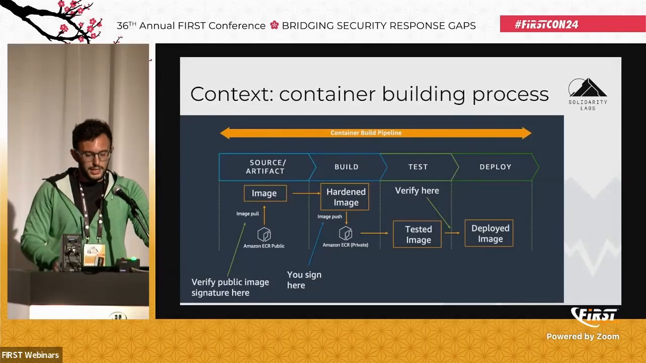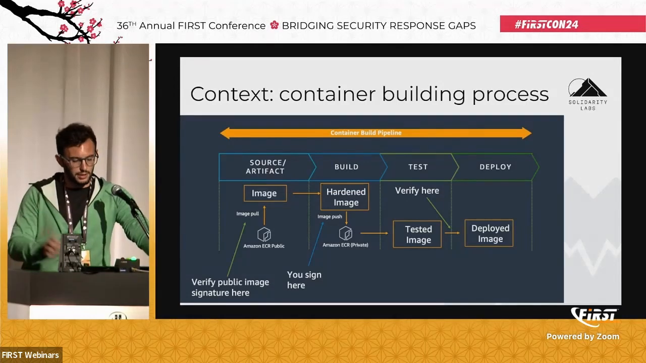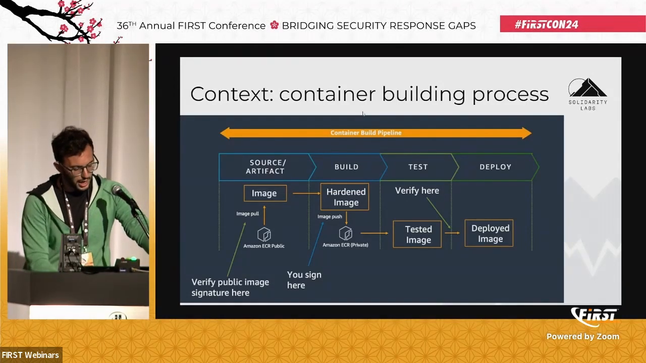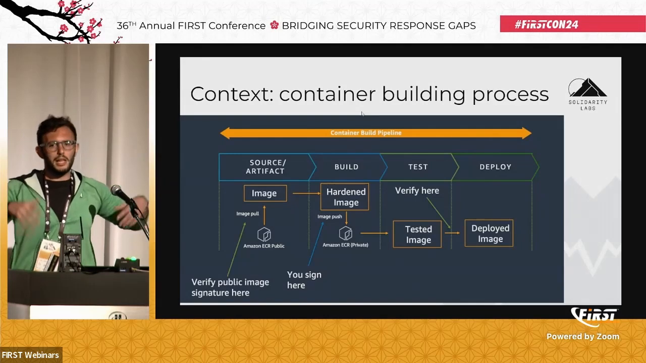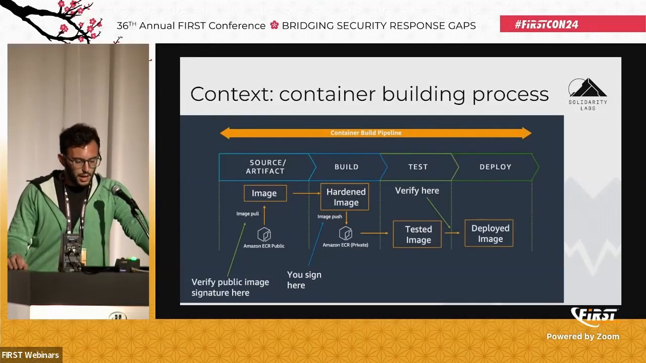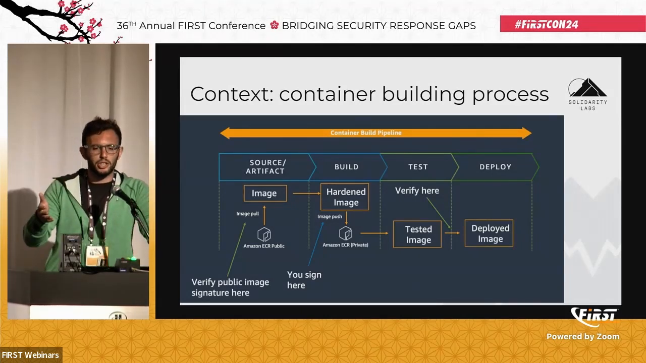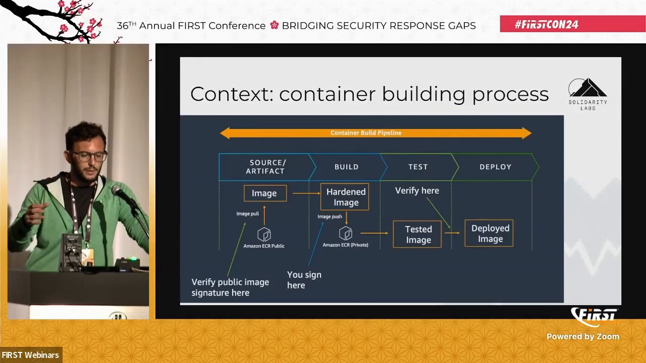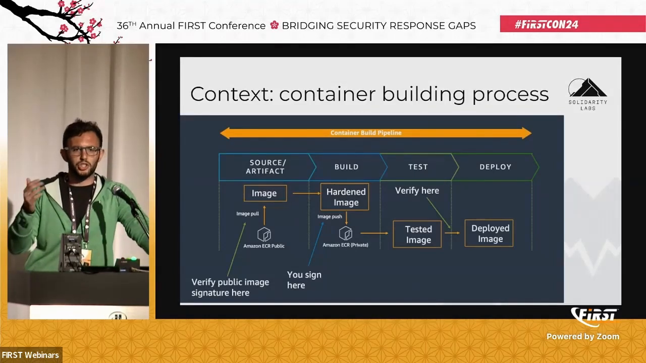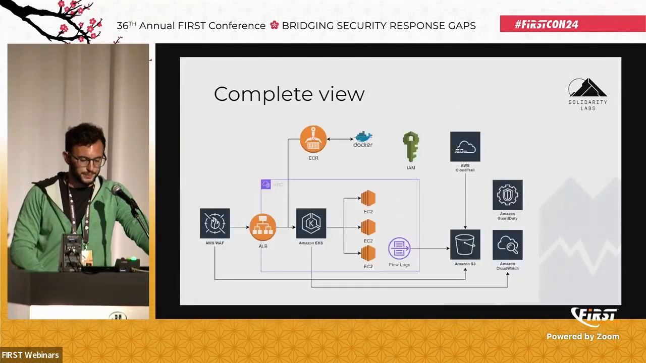So this is the way that a container image is processed. If you can see here, we have the source artifact when we build, when we code, and when we create the Docker image with the application that we are going to run. Then we harden the image, we test that, and we deploy that in an ECR container. So in the ECR registry, what the attacker was able to do was skip all this process and jump directly to the ECR registry, uploading their own Docker image.